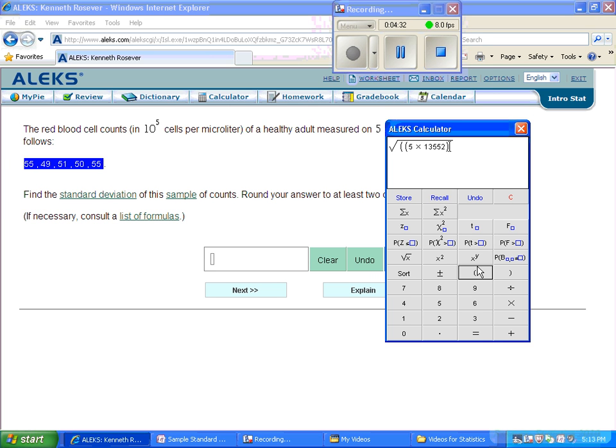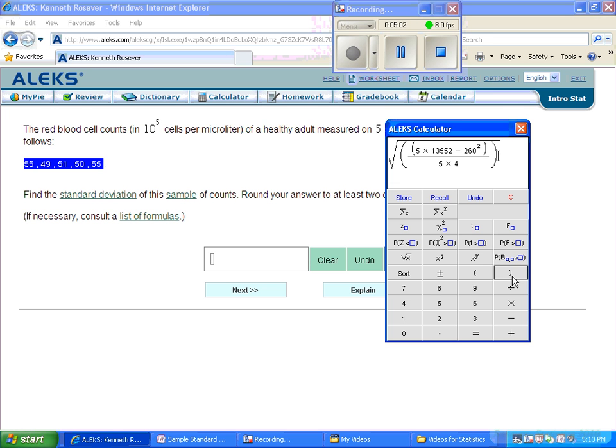And even though I really don't need a close parenthesis there, I'm going to leave it off. I'm going to go minus, and I'm going to do 260, and I'm going to square that. And then I'm going to close that parenthesis, divided by, what do I need to divide it by? 5 times 4. And then I'm going to hit the right tab, and close that parenthesis.